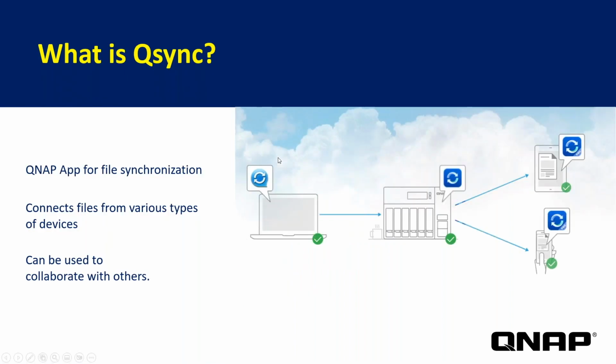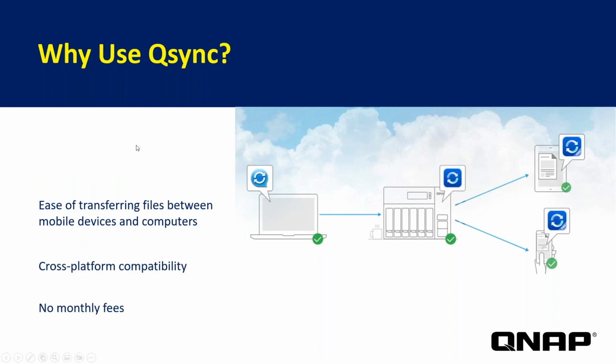So Qsync is QNAP's app designed to sync files across devices. It functions similar to Dropbox, except you own the storage. You install the Qsync app both on the connecting devices and on the QNAP NAS. Whenever you upload a file to the Qsync folder, it will sync with a Qsync folder on the NAS and any other Qsync folders on the other connected devices.